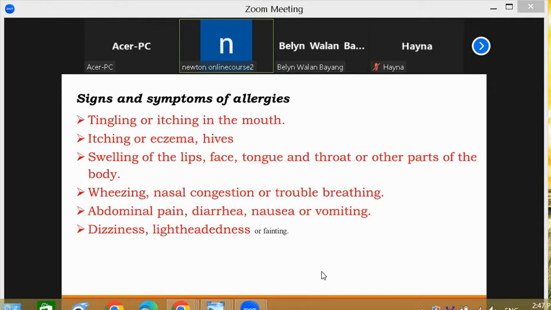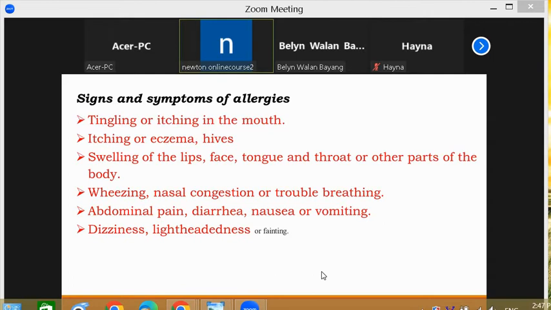So what are the signs and symptoms of allergy? How can we identify that the person has allergies? Tingling or itching in the mouth, so the patient says that they have too much itchiness in the mouth. Itching or eczema or hives. Hives means sometimes the patient's skin color changes to red, or sometimes small cysts or pimples come up.